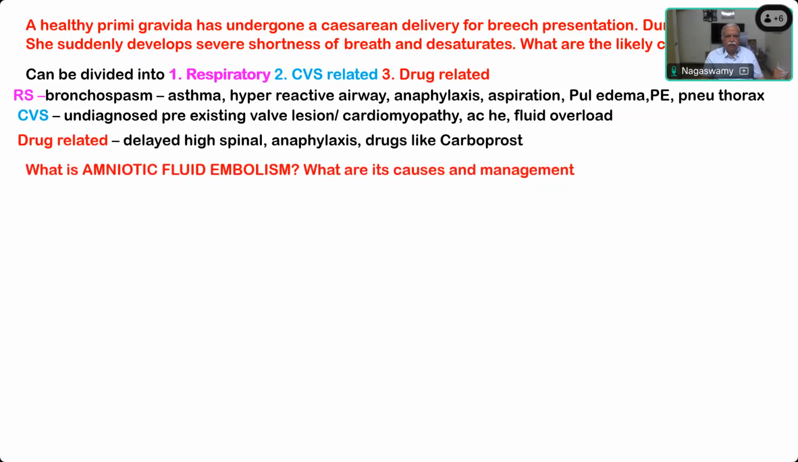Now, I have not included amniotic embolism in that at all. Now, what is amniotic fluid embolism? What are its causes and management? Because amniotic fluid embolism usually produces a very short shortness of breath and immediately results in cardiovascular collapse, more than a prolonged shortness of breath and desaturation.